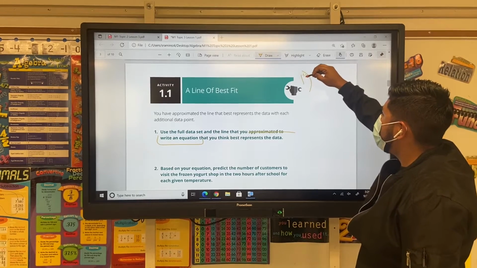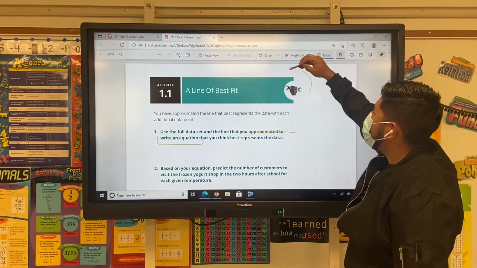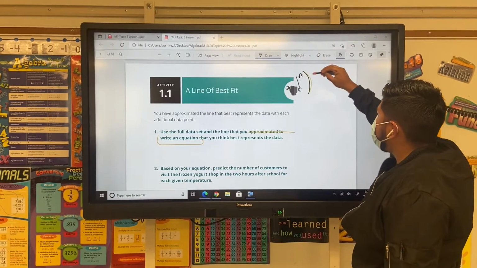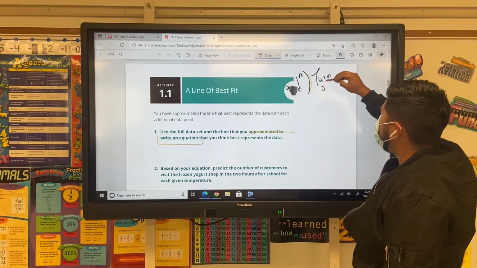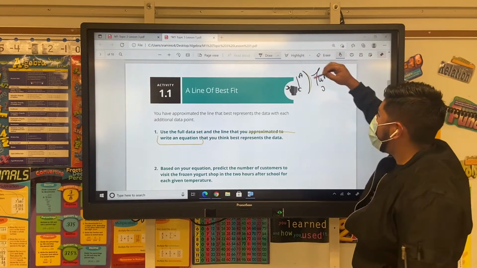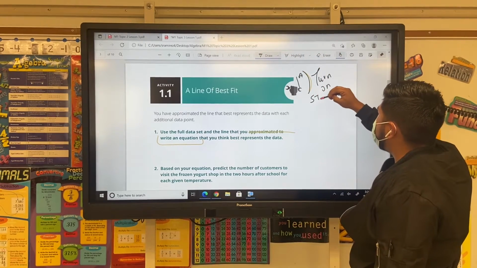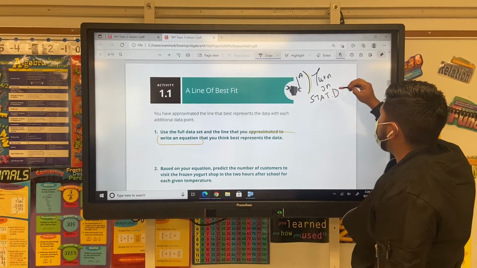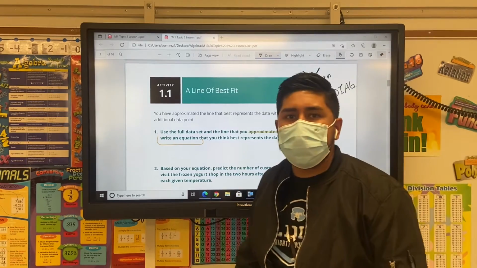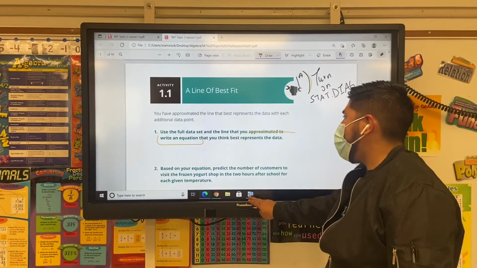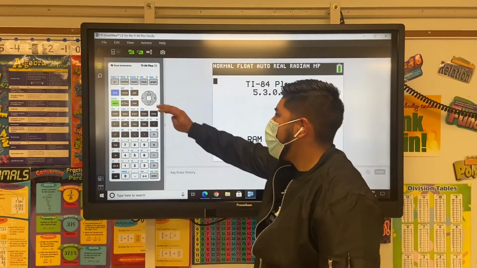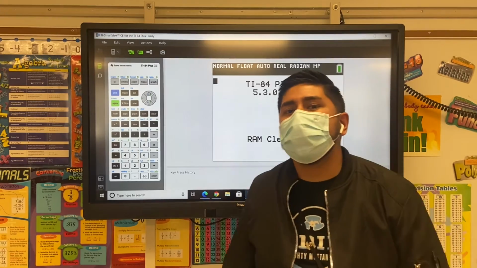First step, turn on stat diagnostic. So I'm going to put stat diag. Don't even stress about it. On our calculator, it should be reset. If it's not reset, don't worry about it. Press clear. We're going to turn on stat diagnostic.